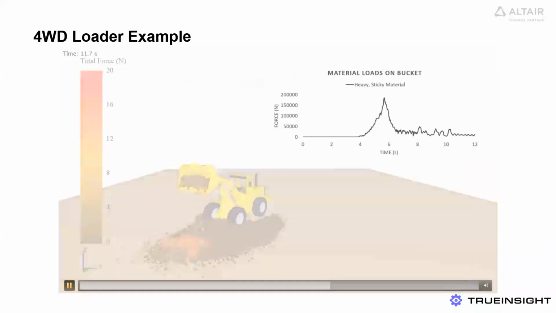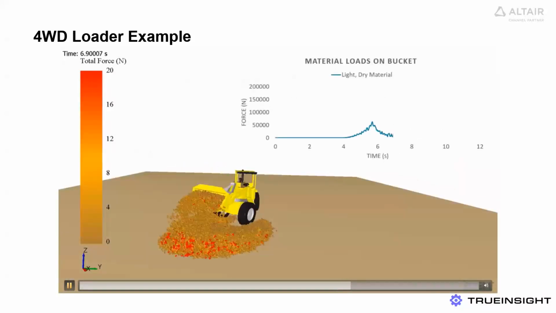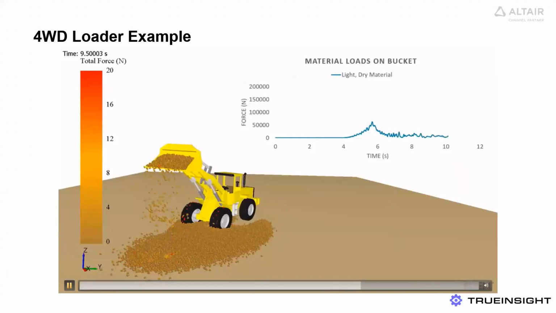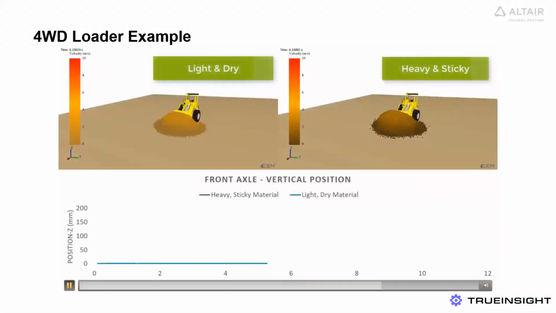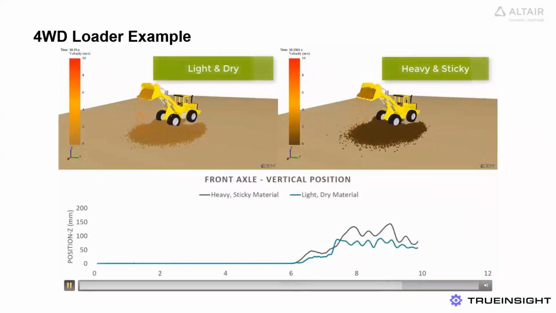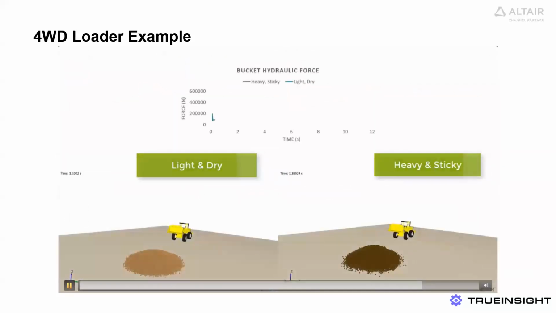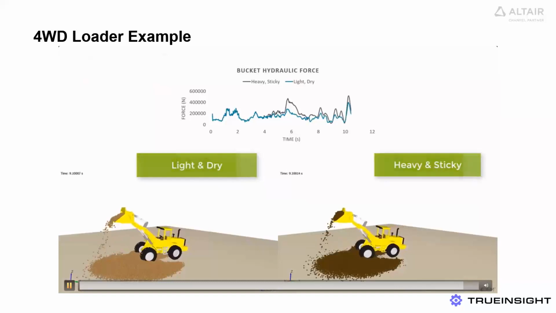Here we are looking at the forces acting on the bucket for a heavy sticky material, and then for a light dry material. For example, looking at the height of the front axle, you can see how the material affects the motion as it drives up onto the pile. Or alternatively, looking at the force in the bucket hydraulic actuator.